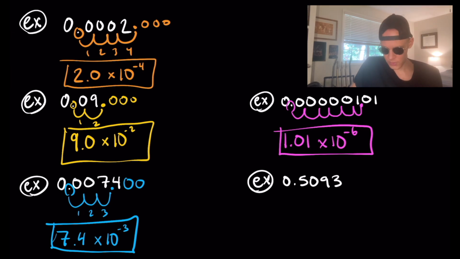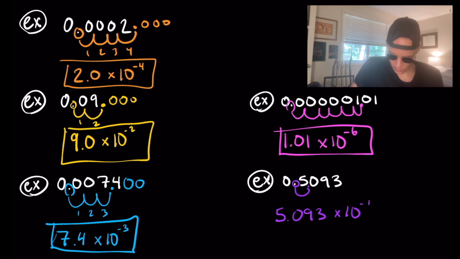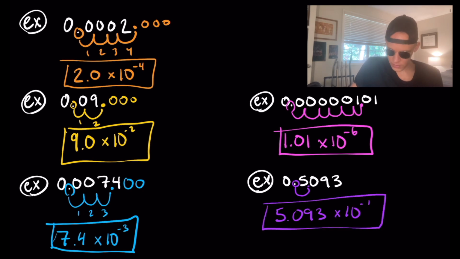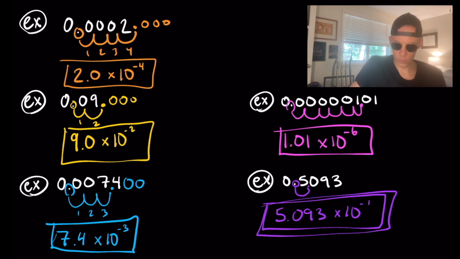And last one here is 0.5093. So just take your decimal, move it until you pass the first non-zero number. Luckily, it's just move it 1 place to the right. So I'm going to have 5.093 times 10 to the negative 1st. And you can take all these examples, start with your answers here, and work backwards to see if you get the original number that you started off with.